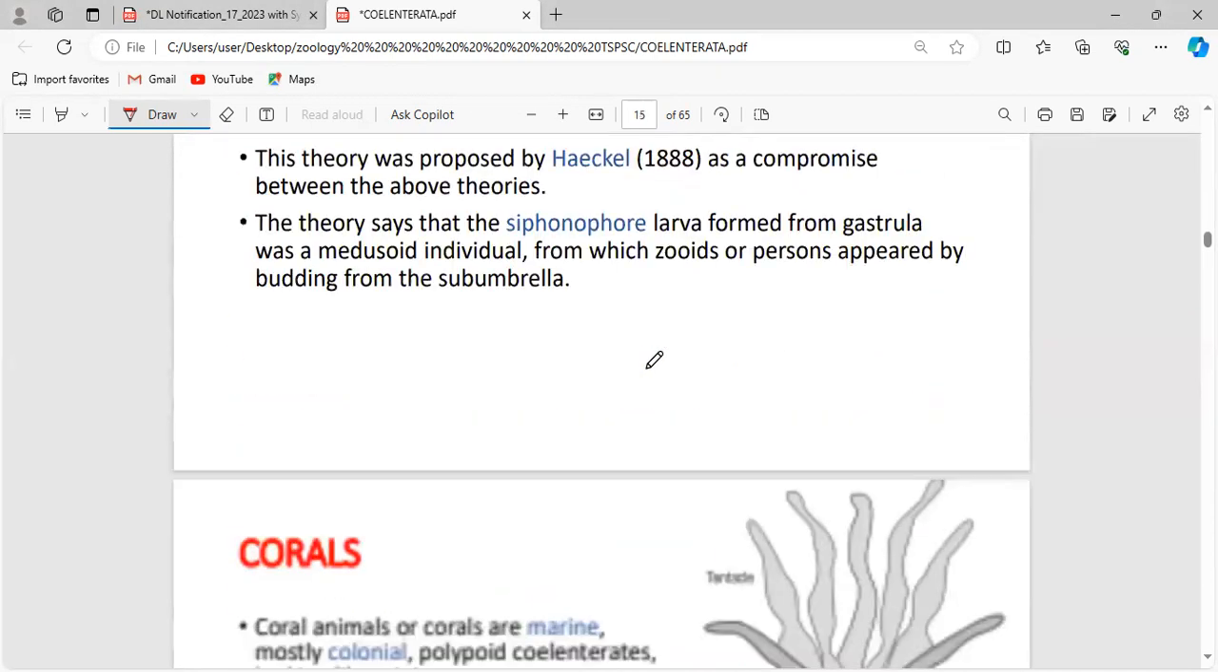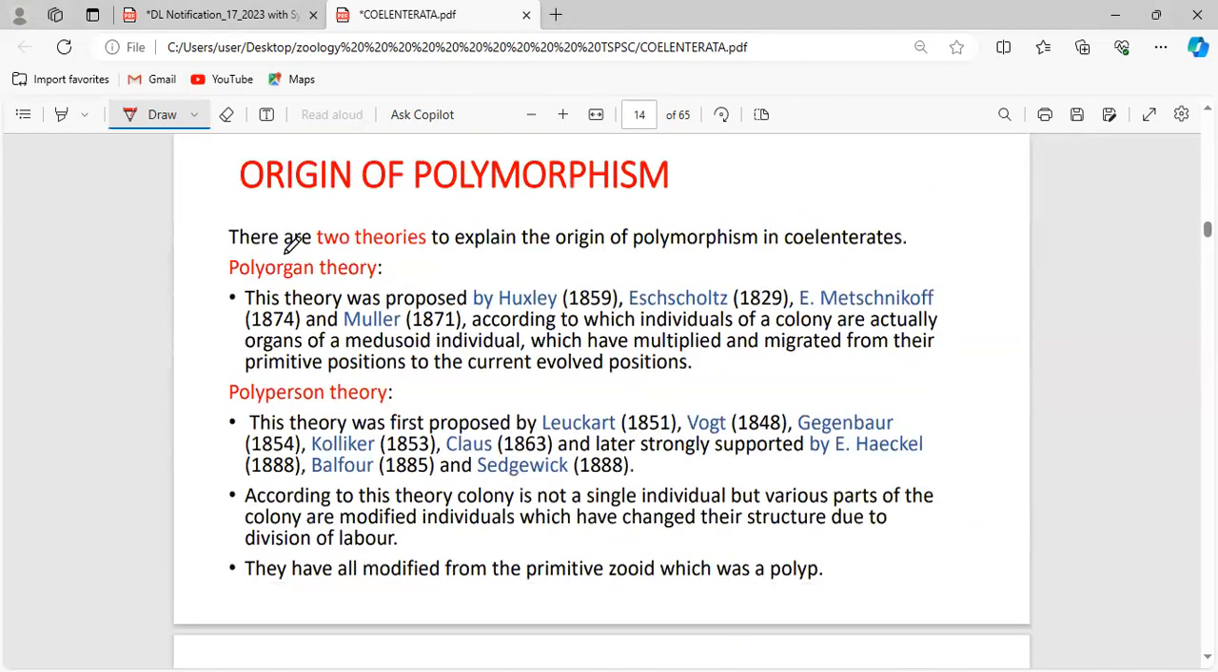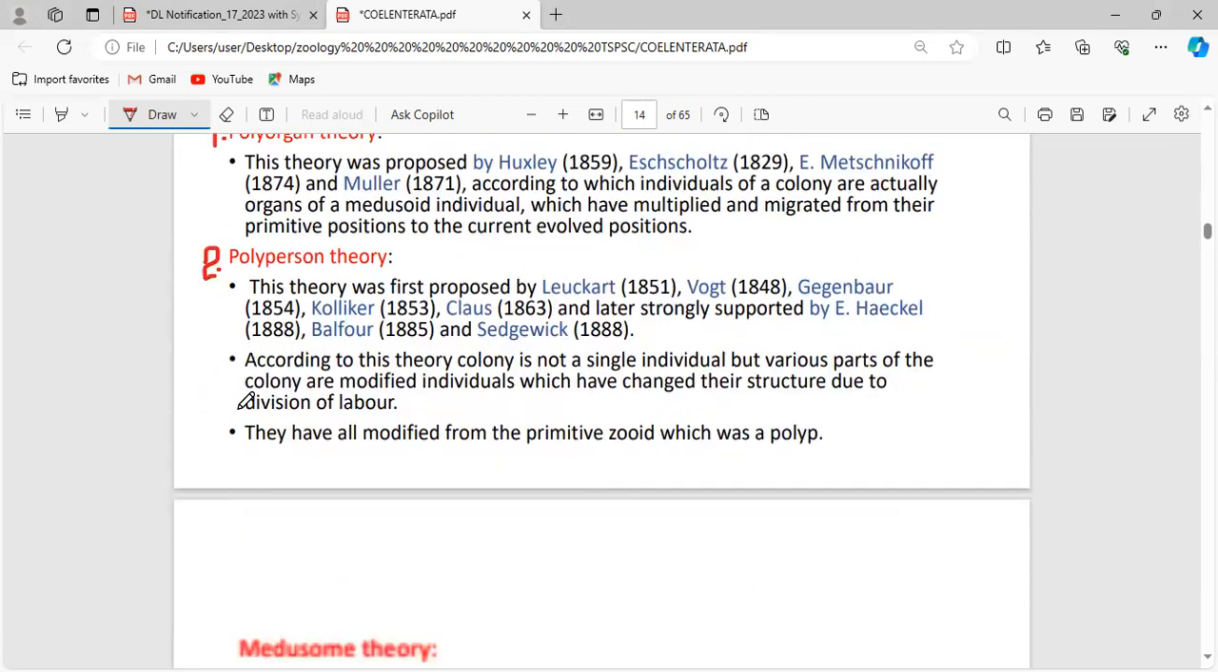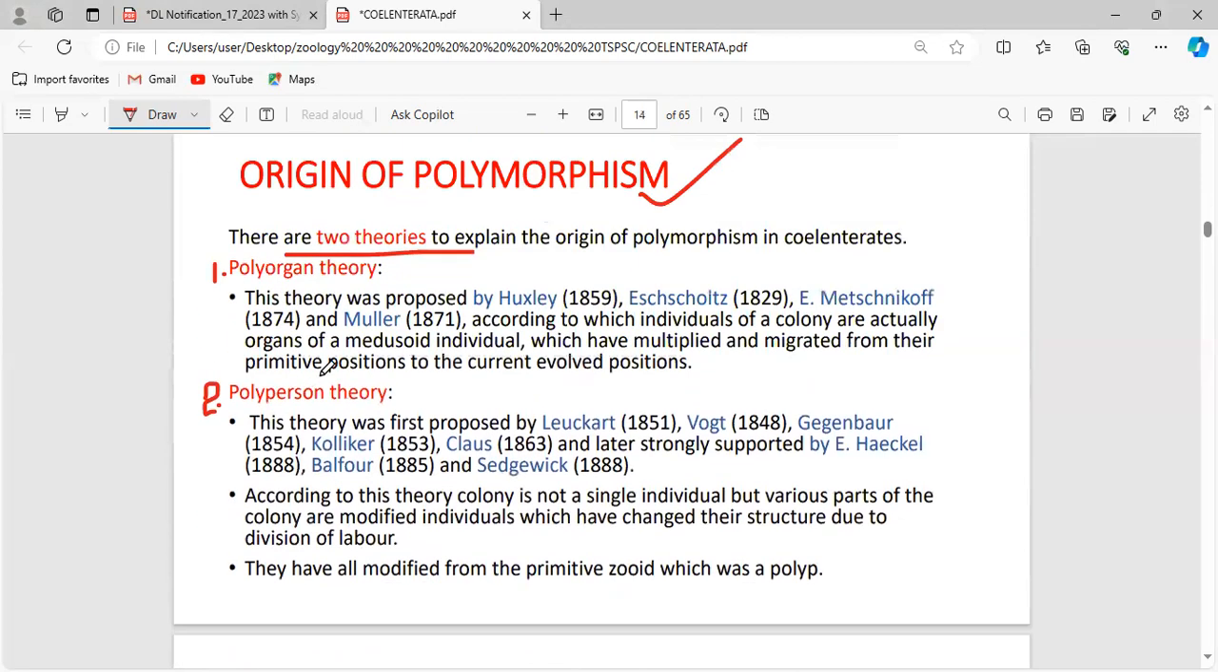Now, next, origins of polymorphism. There are theories explaining how polymorphism originated in the Coelenterates. The first one is the polyorgan theory, the second is the polyperson theory, and the third is the medusome theory. The polyorgan theory was proposed by Huxley, Eschscholtz, Metchnikoff, and Muller. According to this theory, individuals of a colony are actually organs of a medusoid. They have multiplied and migrated from primitive positions to the current evolved positions.